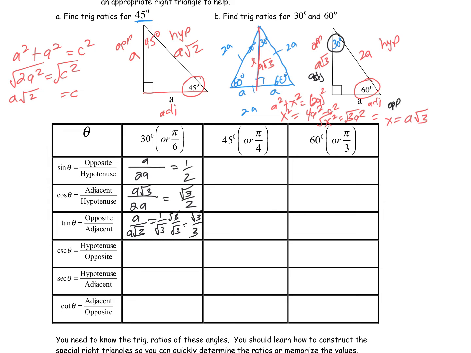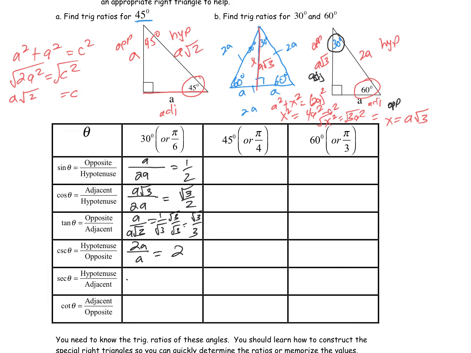Next, we're going to do cosecant theta. So cosecant theta is the length of the hypotenuse over the opposite side, or we can just take the reciprocal of this value from sine that we found. So if we do the length of the hypotenuse, that's 2A. The length of the opposite side relative to the 30-degree angle is A. So cosecant 30 is 2.